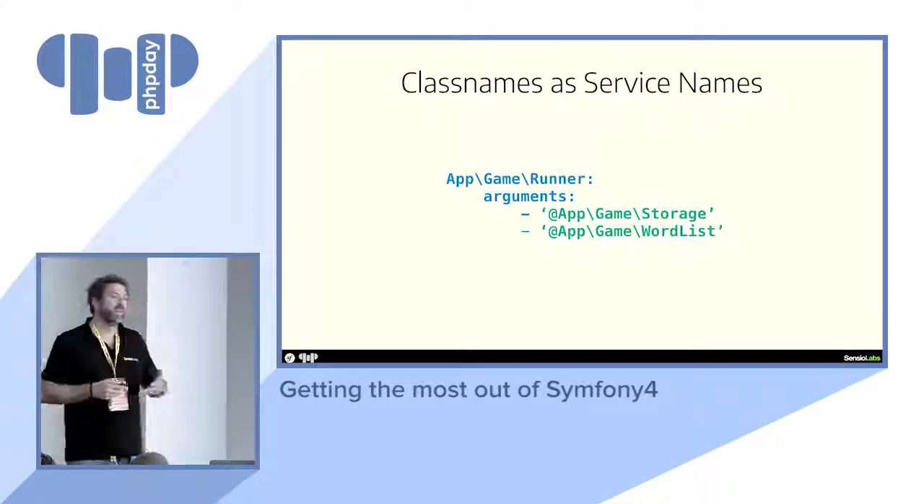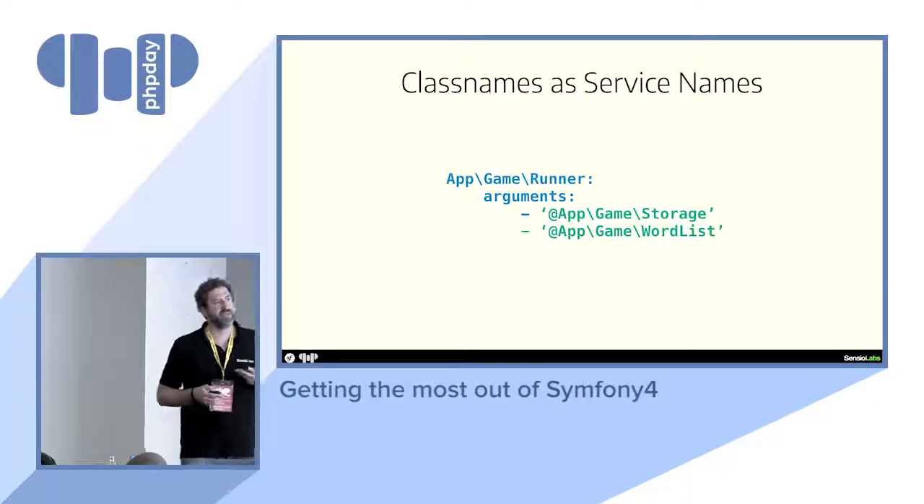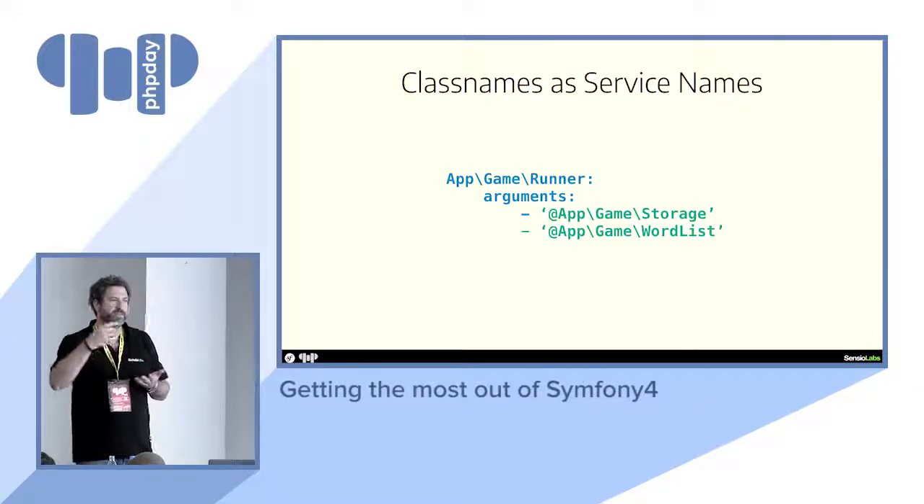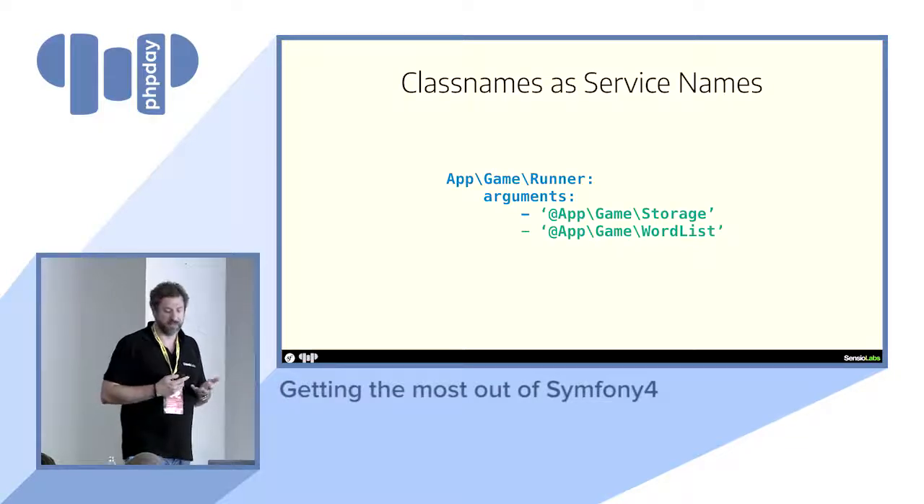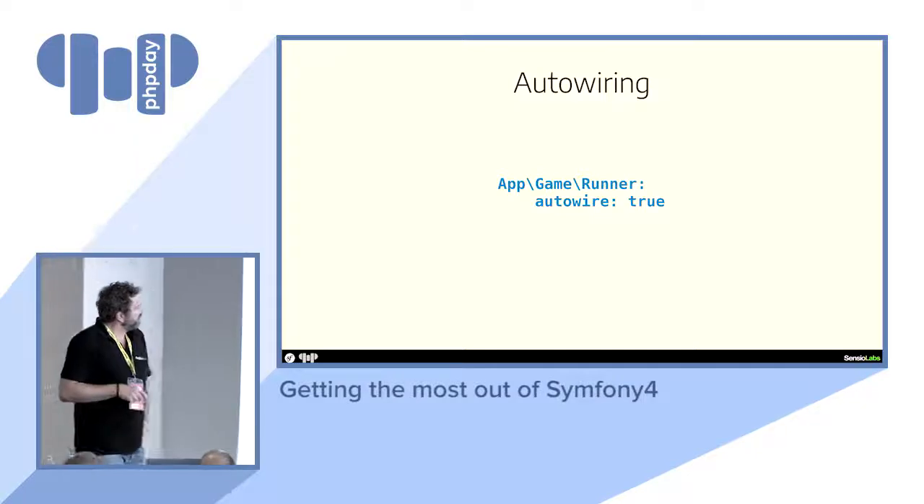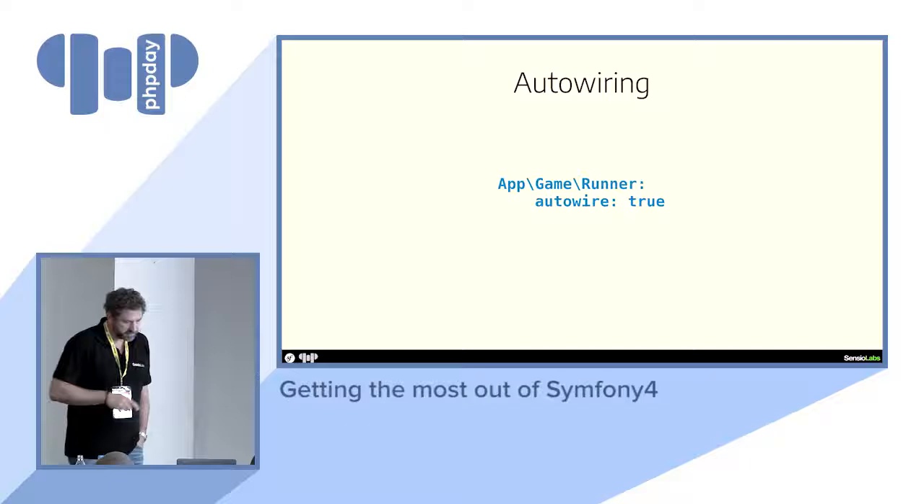Autowiring is simply looking at the complete container configuration and figuring out which service instances I can deduce from the type-hints I have in my code and automate them, so I don't have to do this manually. So I simply mark this as autowire: true, and it works.